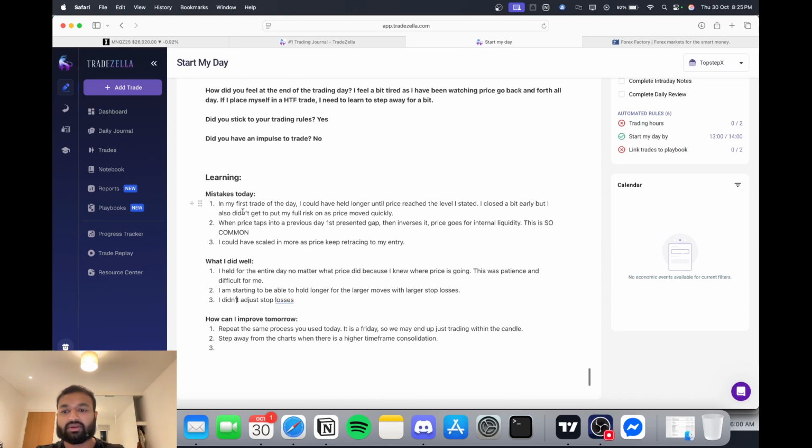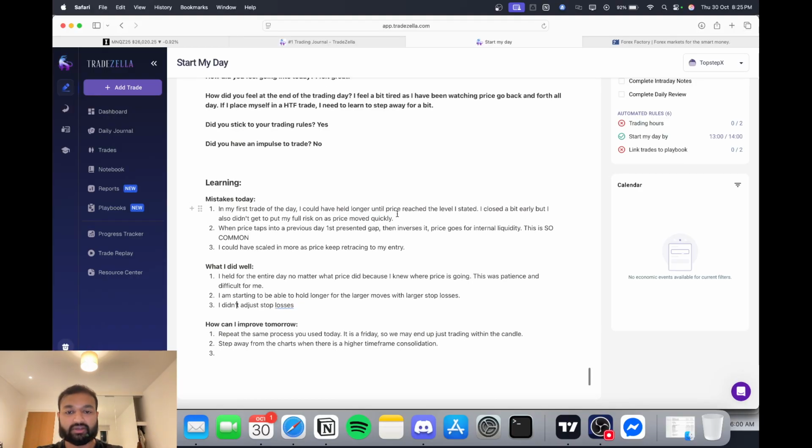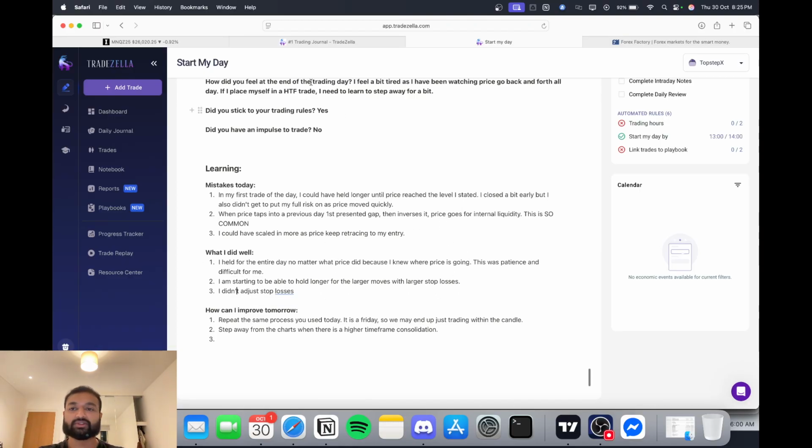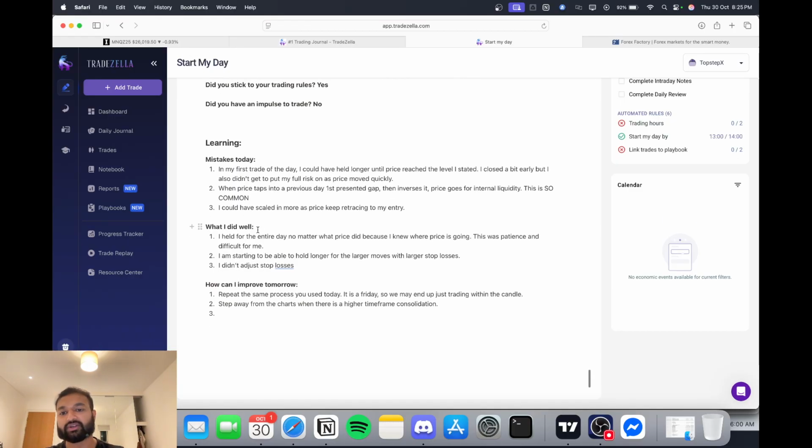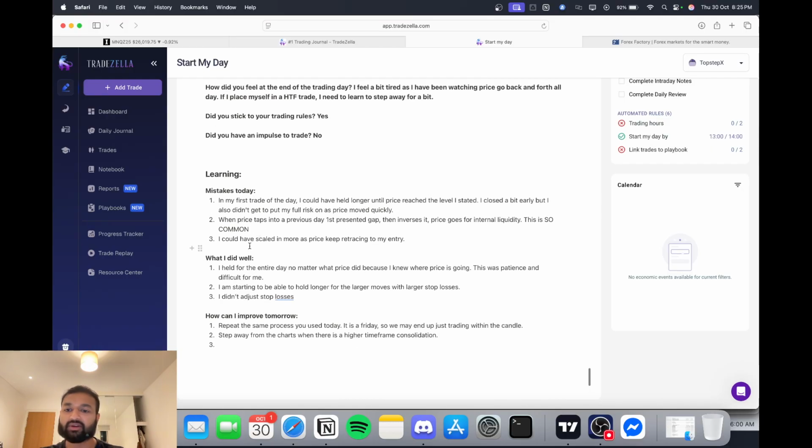So I would say mistakes here in my first trade of the day. I could have held longer until price reached the level I stated. I closed a bit earlier, but I also didn't get to put my full risk on. So I only got to risk like 4 contracts at about 160 risk. I wanted to risk 250, so I could have got a 500 out of it, but I got like 380.